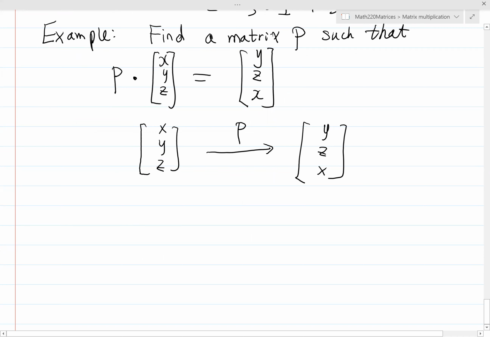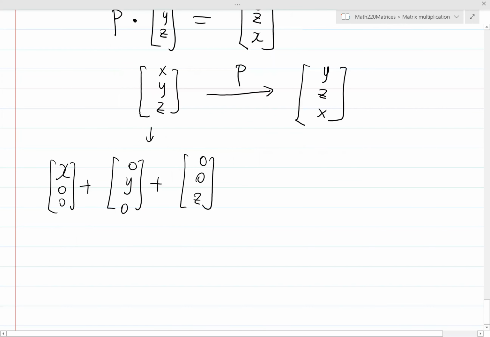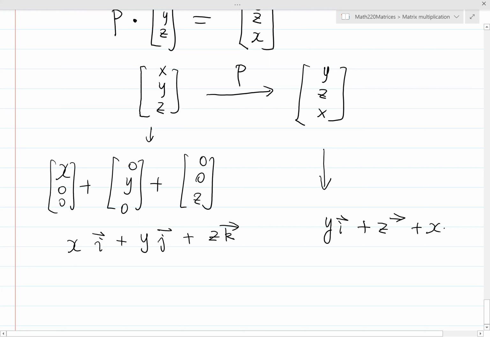Okay, we write the following. So the left side is I. If you write it in this manner, X00 plus 0Y0 plus 00Z, so this is X I plus Y J plus Z K. Now the map, the output, if you write in this form, will be Y times I plus Z times J plus X times K.